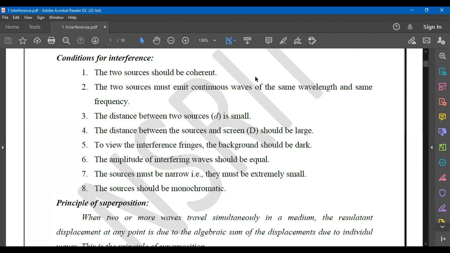After some time, say after 1 minute or after 2 minutes, the phase difference should also be π/2 only. Even after 2 minutes, when you measure, the phase difference between these two waves should be π/2 only. Then those sources are called coherent sources.